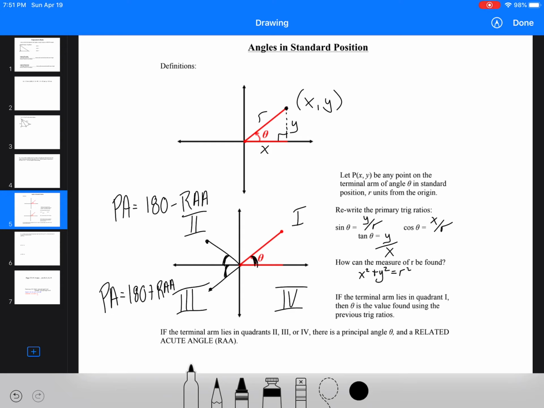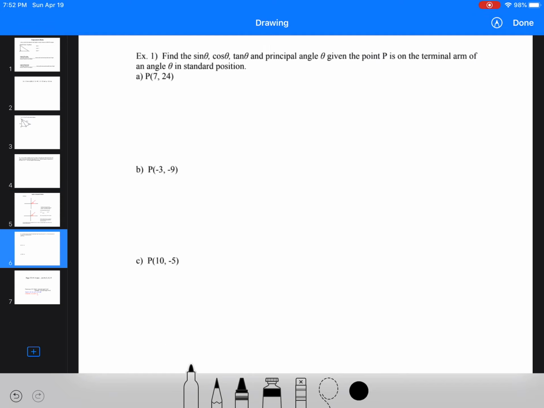In quadrant 3, the principal angle is equal to 180 plus the related acute angle. Okay, we're adding that related acute angle onto 180 degrees, which would get me over to the axis again. And then finally, if I was down here, we would just do 360 minus that related acute angle to find the principal. Okay, now this is going to be helpful when we're solving trig ratios or solving equations.